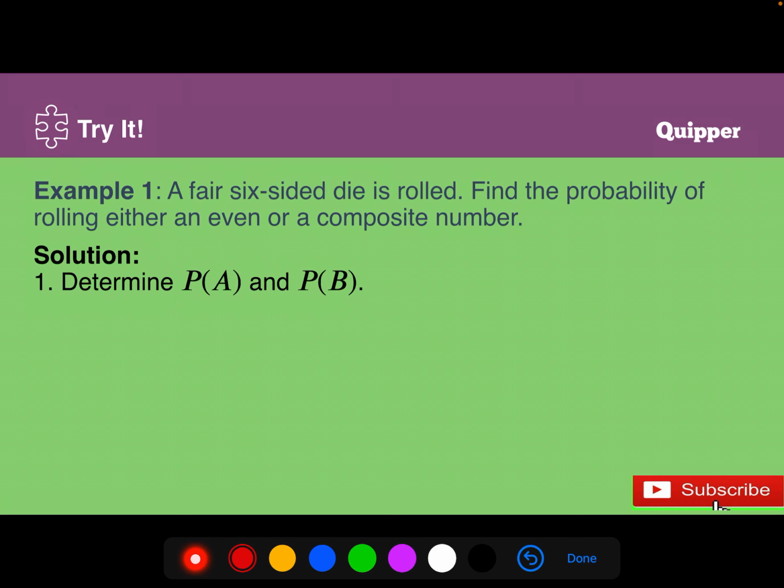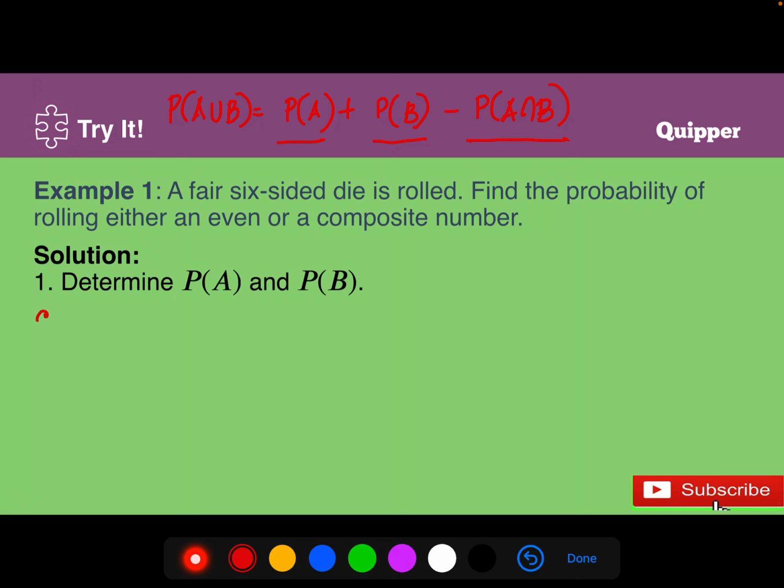Take note that the formula for finding the probability of A union B is: P of A union B is equal to the probability of A plus the probability of B minus the probability of A intersection B. So we need to have the probability of A, the probability of B, and the probability of the intersection. Okay, we will first determine the probability of A and the probability of B.